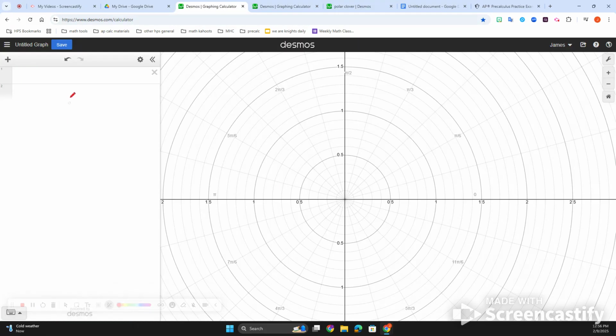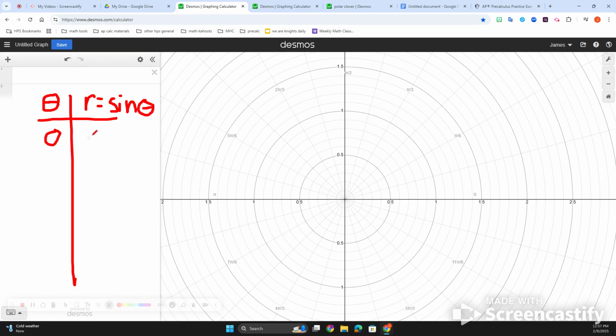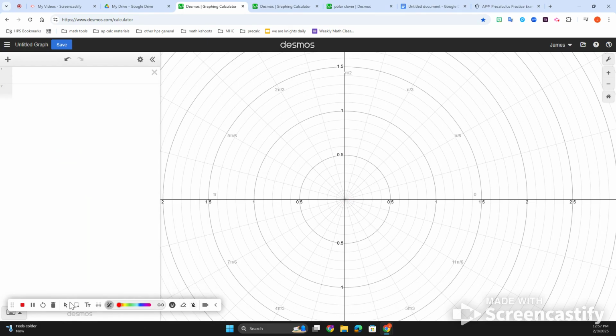Now, theta, r, and this is r equals sine theta. At 0, sine is 0. At pi over 2, sine is 1. So right away I know that I have these 2 points. 0, 0.